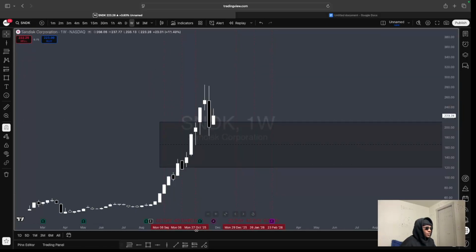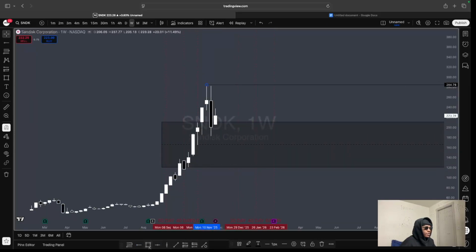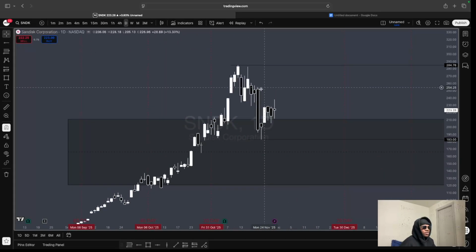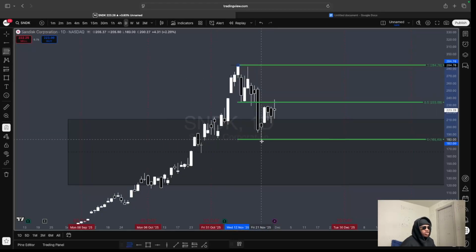We got this swing high right here, swing low right here. Now I'm going to look at the last swing low that got taken out, and we created this swing high right here. So this is going to be my dealing range high, and this is my dealing range low. On SNDK, we're in a discount.